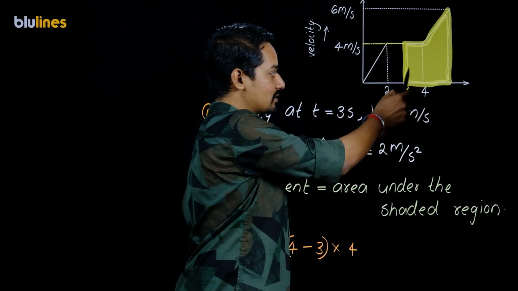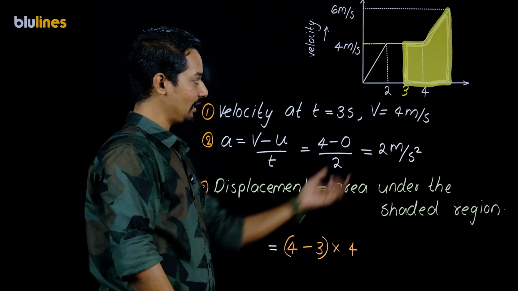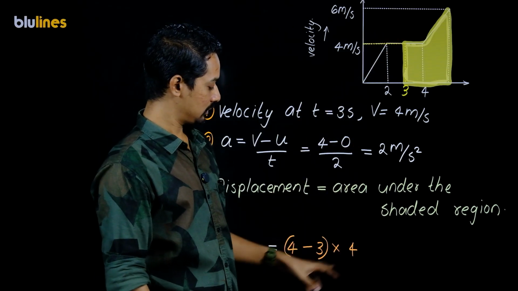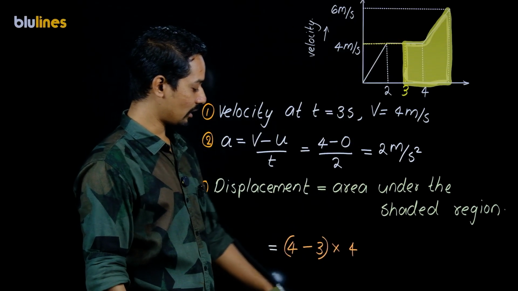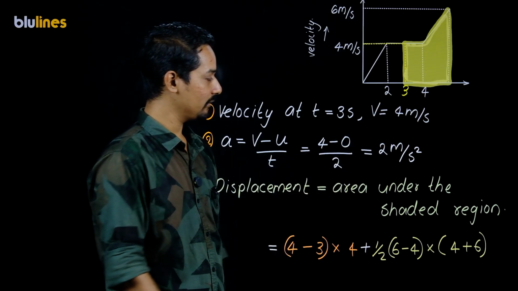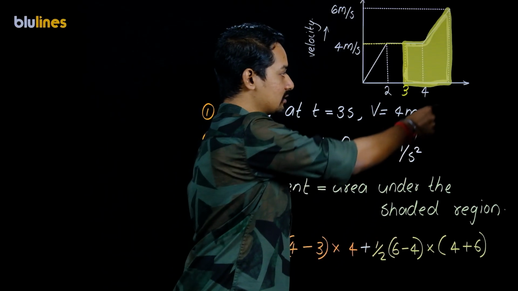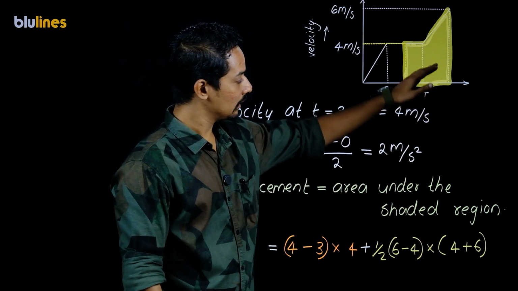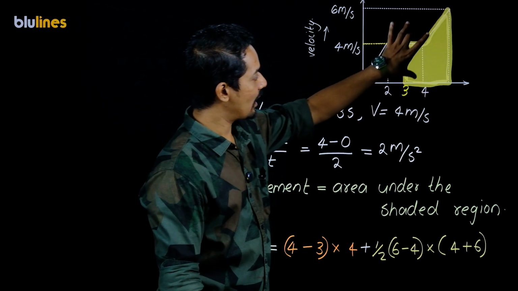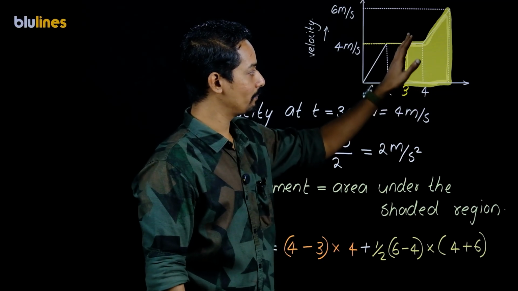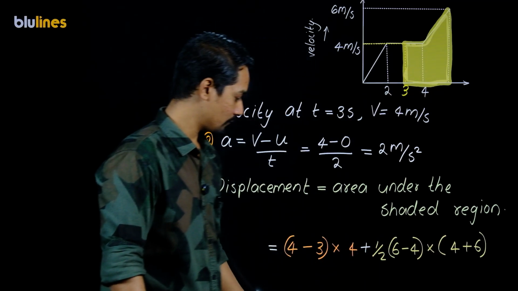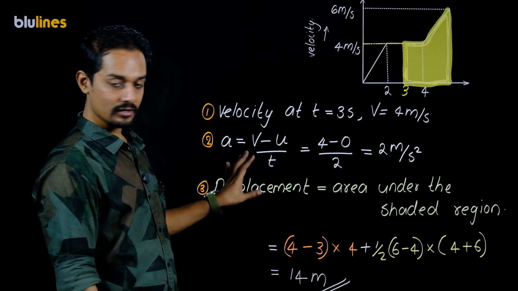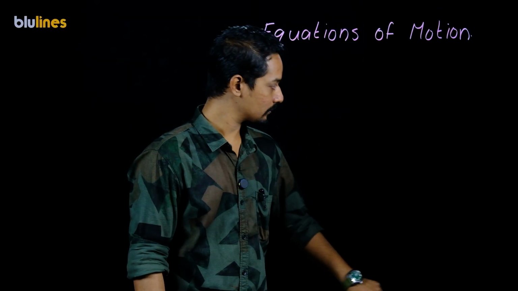So the first area is 4 minus 3, that is breadth into length. Breadth is 4 minus 3, into 4, that is the length. So that will be the area of the rectangle. Then we will have the area of the trapezium. Half times, 6 minus 4, that will be 2, times 6 and 4, the two opposite parallel sides, we sum it. So finally we will be getting the answer 14 meters. So that will correspond to the displacement between 3 and 6.